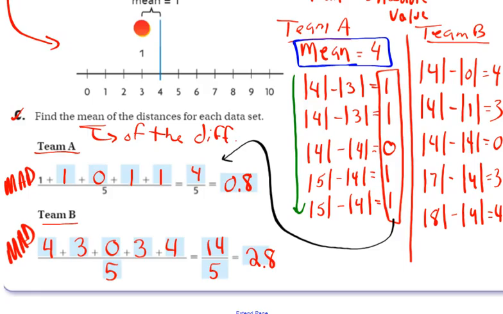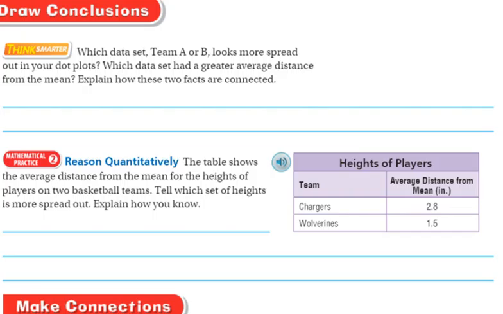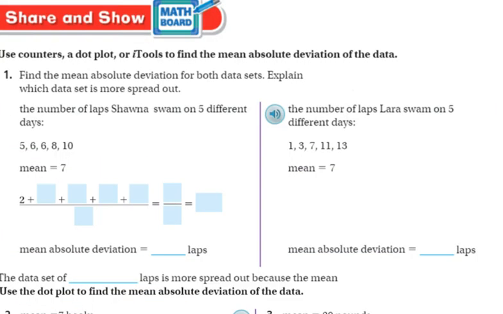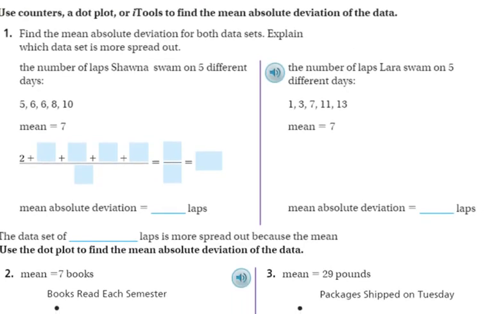All right, so I'd like everybody to go ahead now and turn to page 721. Okay, thank you for getting set up. We're going to work through all of example 1 here together, so please follow along. Find the mean absolute deviation, the MAD, for both data sets. Explain which data set is more spread out. The larger the mean absolute deviation, the more spread out it is.